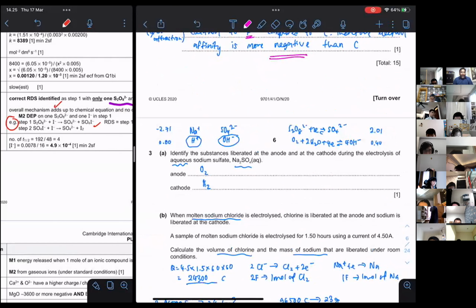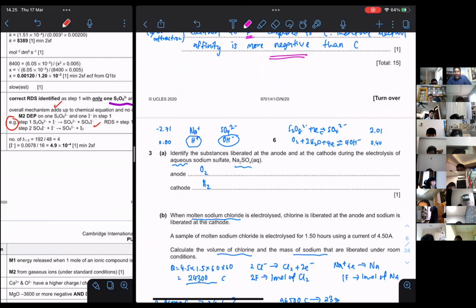So anyway, let's move on to number 3. We have only 5 more minutes. Number 3, identify substances liberated at the anode and the cathode during the electrolysis of aqueous sodium sulfate. Now, if you studied in your IGCSE and you memorized everything in IGCSE, maybe it's going to be very easier for you to answer this.